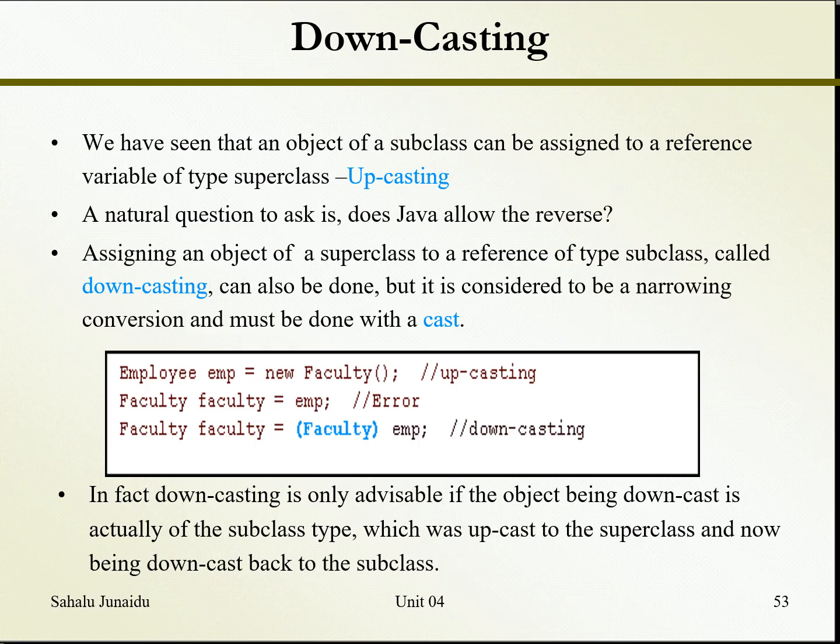So in this case, we have seen that an object of a subclass can be assigned to a reference variable of type superclass. This is automatically upcasting, because by the time we assign an object of a subclass to a reference variable of the superclass, we have converted a type of the subclass to a type of the superclass. Remember where we say shape equals new rectangle.